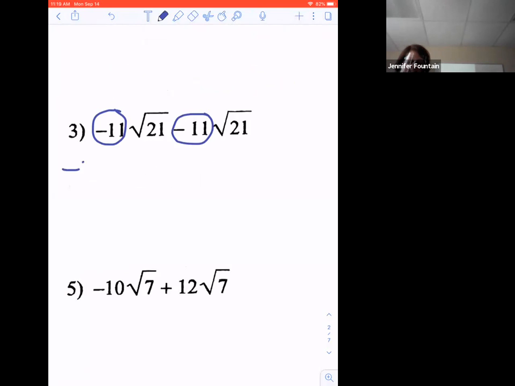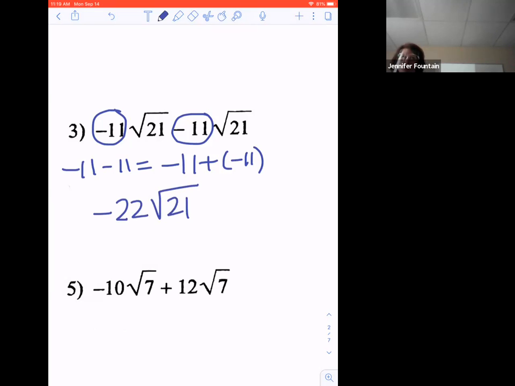So when I have -11 minus 11, I want to change my subtraction to adding the opposite. So that means I have -11 plus a -11. Now I can see that I've got a negative plus a negative. So I know when my signs are the same, I keep my sign and I add my numbers together. So that means I'm going to have -22 times the square root of 21.